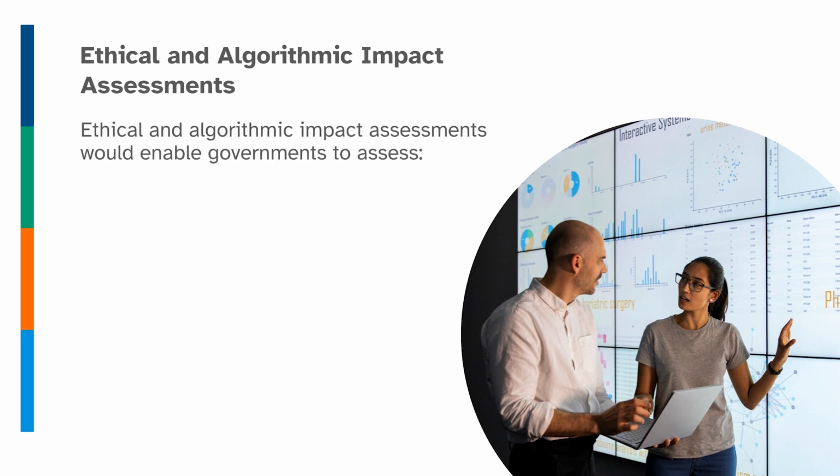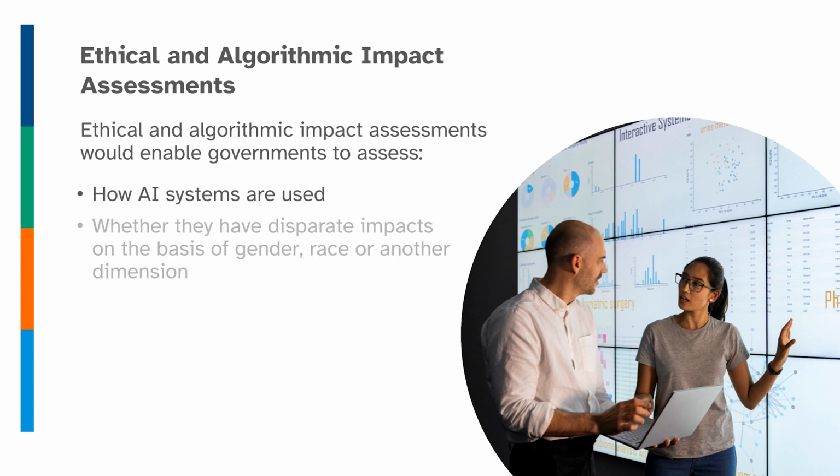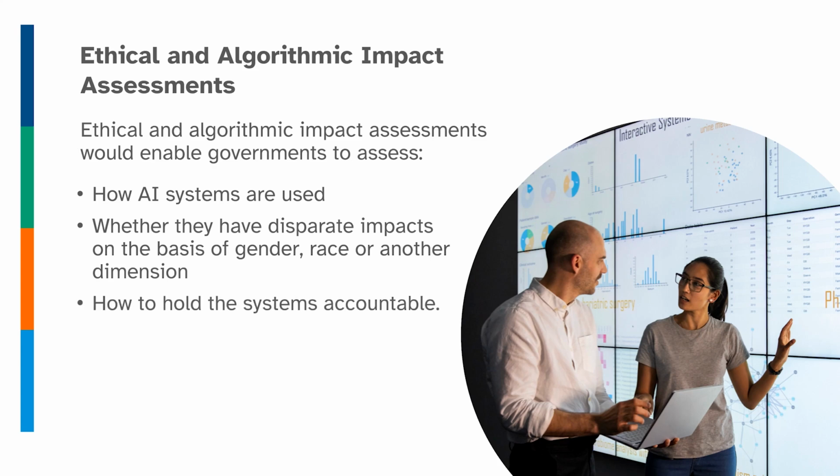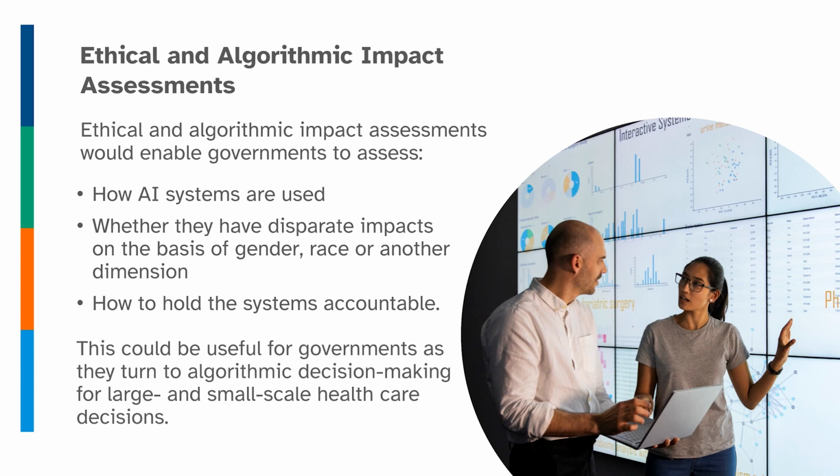Ethical and algorithmic impact assessments would also enable governments to assess how AI systems are used, whether they have disparate impacts on the basis of gender, race, or another dimension, and how to hold the systems accountable. This could be useful for governments as they turn to algorithmic decision-making for large and small-scale healthcare decisions.